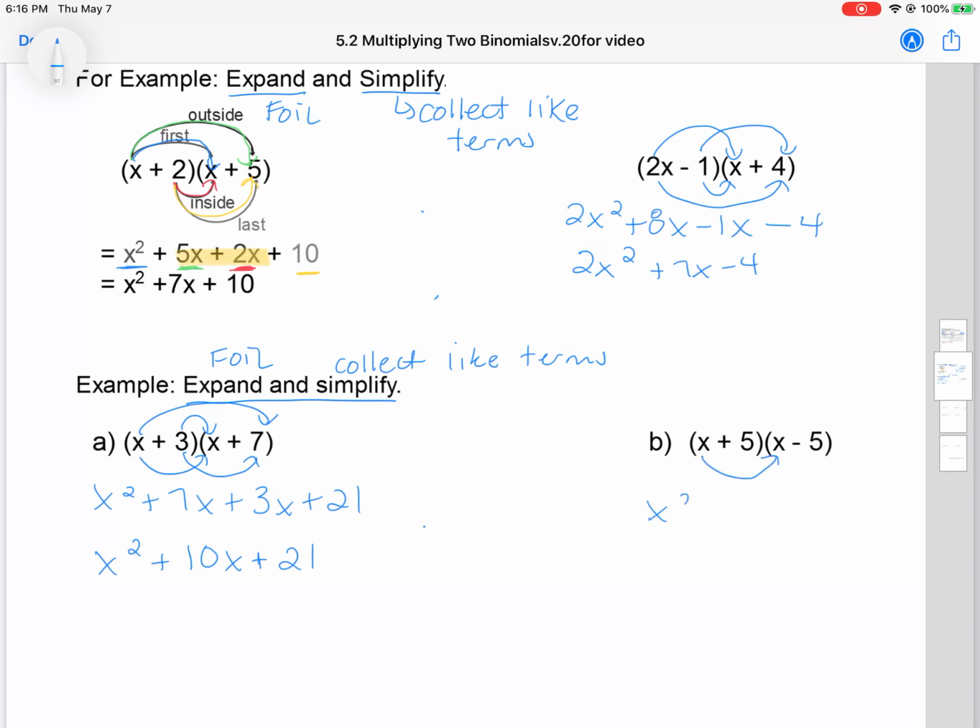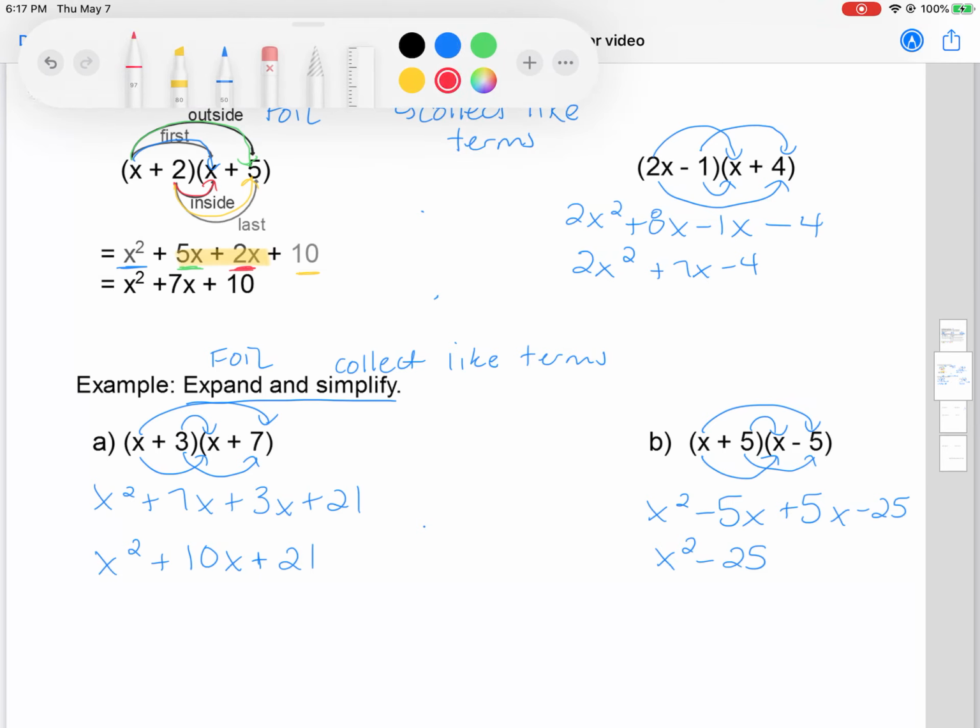Here, x squared, outside. Now, again, there's that negative 5. Inside is positive 5. And last is negative 25. So we get x squared. Negative 5x plus 5x is going to be 0x. So this is actually a special case we're going to deal with later on as well, called a difference of squares.